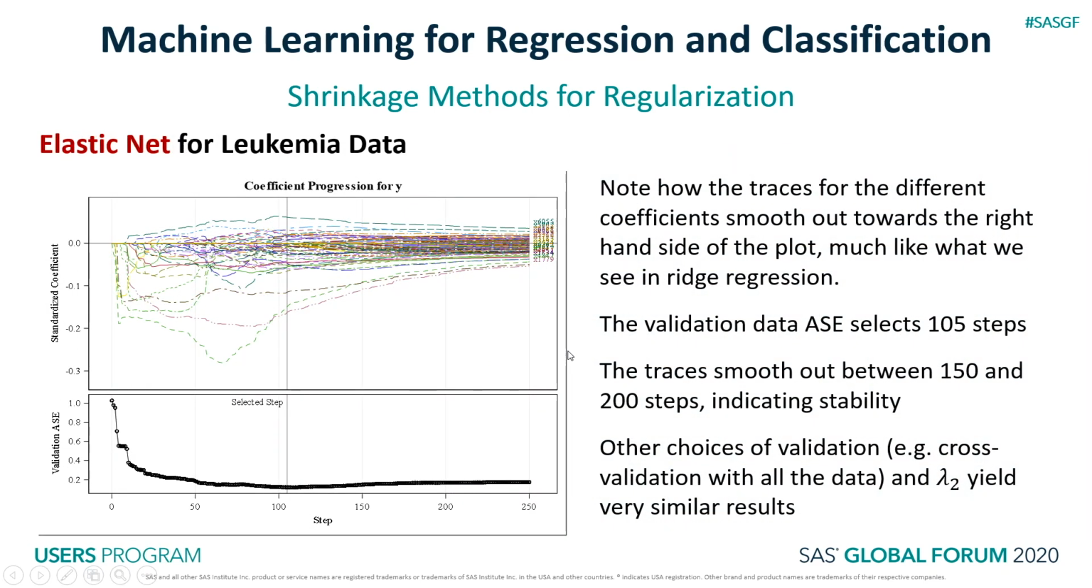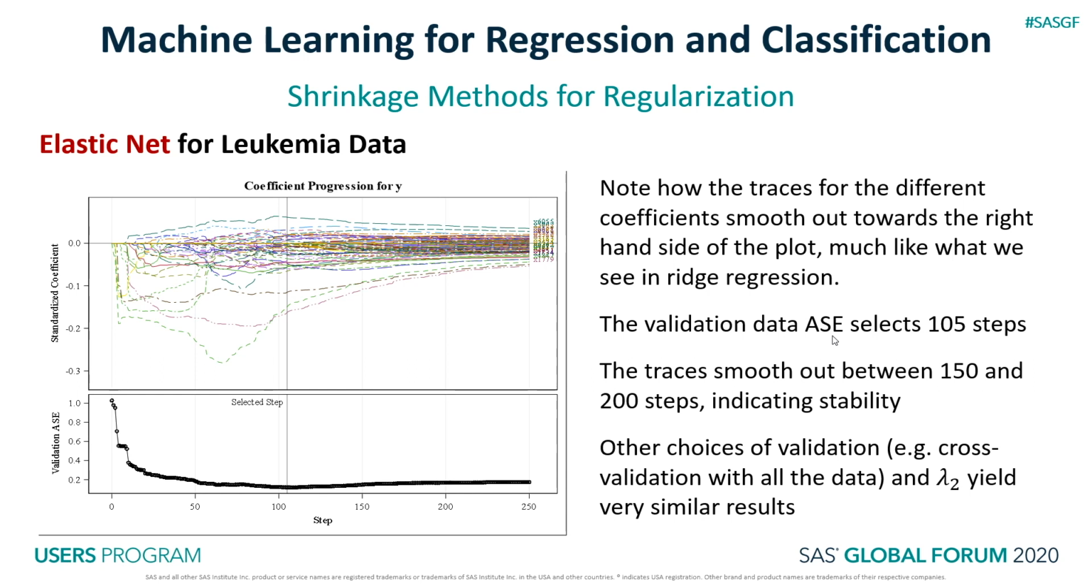So now we look at the output for the elastic net. And you notice that on the right-hand side of the plot, the coefficients smooth out very much. This is a lot like what we see in ridge regression, and so there's a great deal of stability in these coefficients.